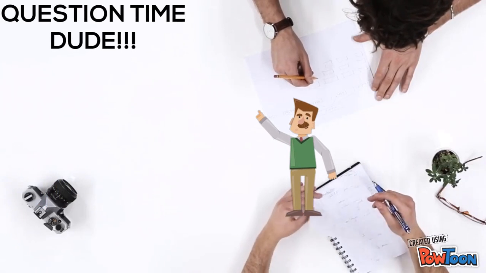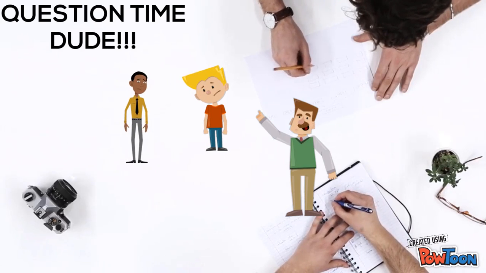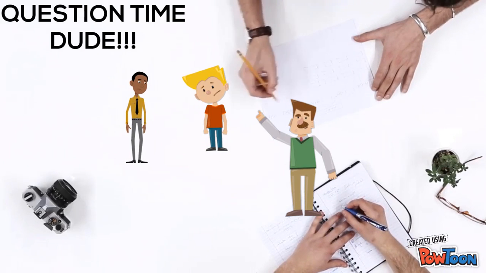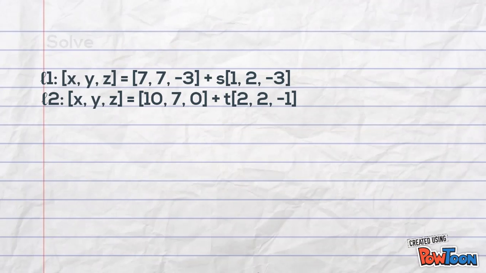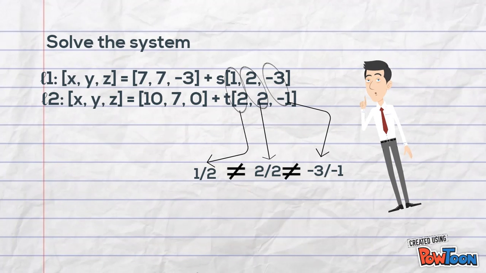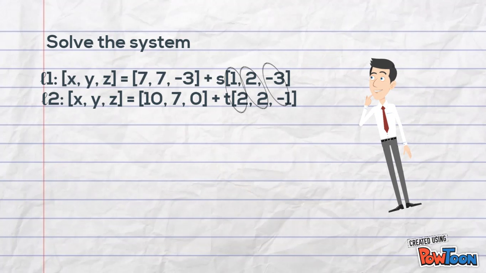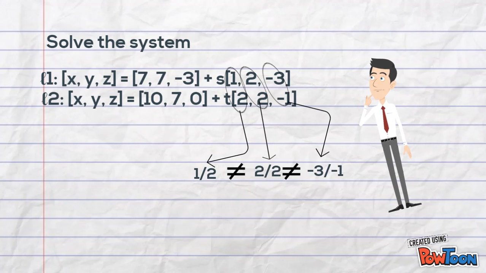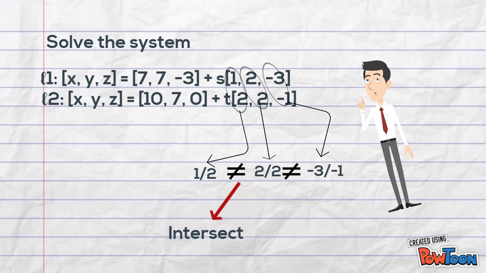Now you know how to classify lines in 2 space and 3 space. Let's have a look at our first question to know how to solve the system. Firstly, we need to check the direction vectors m1 and m2. Since 1 over 2 does not equal 2 over 2, which does not equal 3 over 1, they are not parallel. They can be either intersecting at a point or skew.